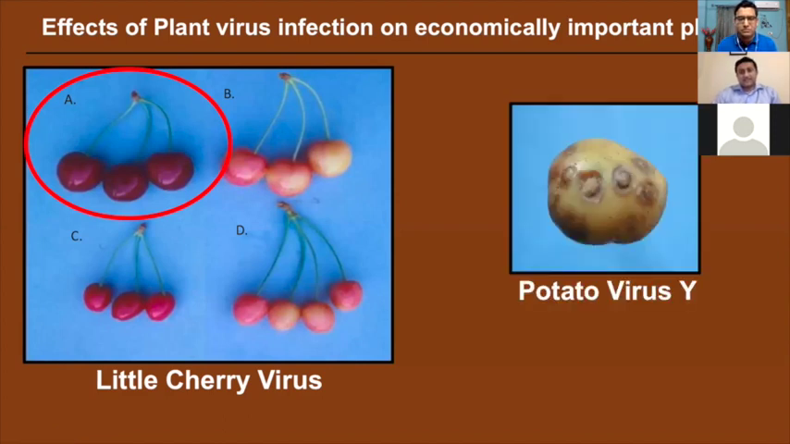This is another example where we can see potatoes being infected by potato virus Y. Suppose you go to the market and you see this particular potato. Will you pick this up and bring it home? And then are you going to eat it? You can see you will try to avoid this kind of potatoes. Again, these viruses are affecting the economy.